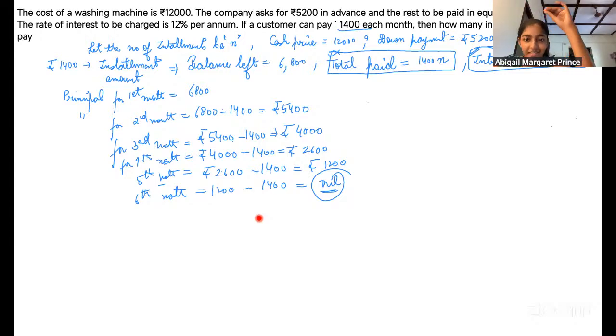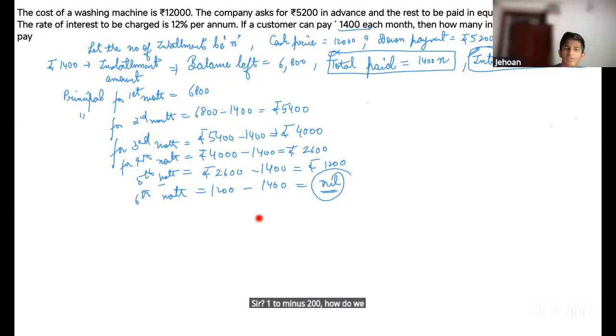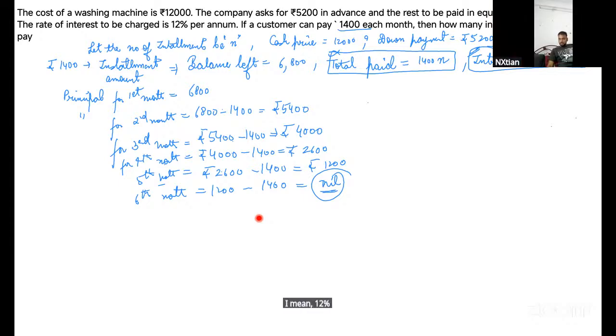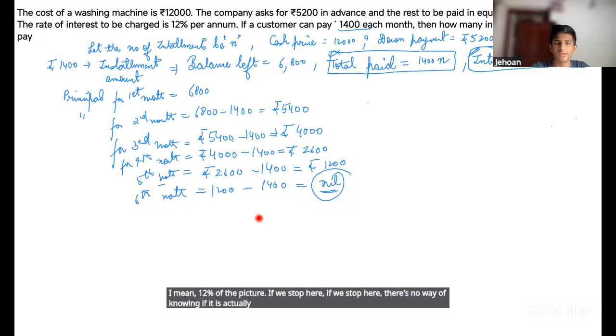Sir, yes. 1400 minus 1200, minus 200. How do we know if it is the 12% of the interest? I mean, 12% of the principal. Sorry, we say it again here, there's no way of knowing if it is actually 12% of the principal or less.